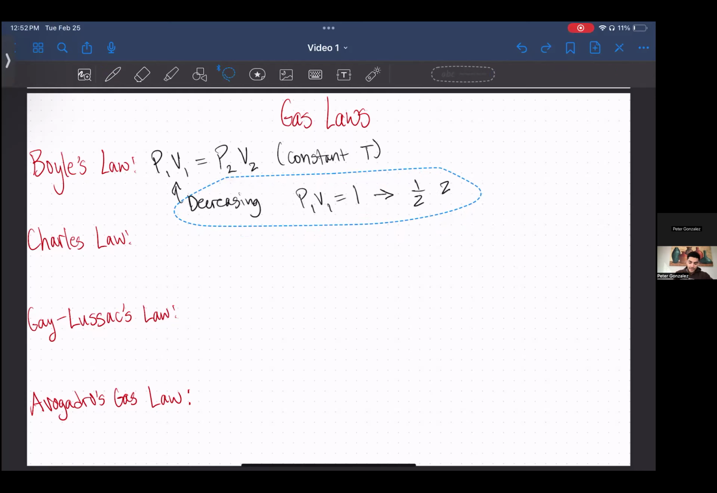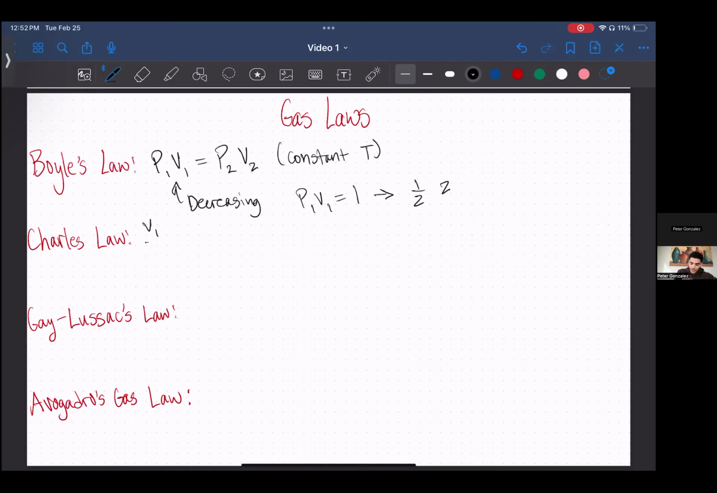The next one is Charles's law. One thing I want to say is that all of these laws right now are basically just going to take pressure, volume, and temperature and find unique ways to relate those together, but keeping one of them constant. So in the case of Charles's law, we're going to deal with volume and temperature.